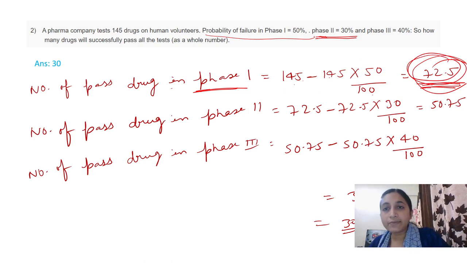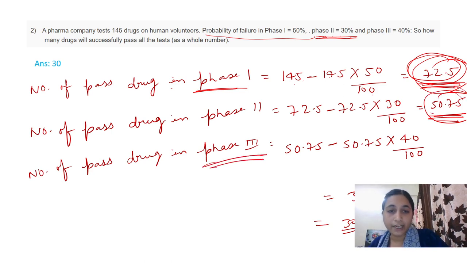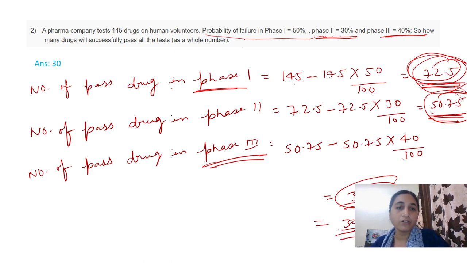So we will calculate like this, and this much drug has passed phase 2. Now we will check this much drug in the phase 3 trial. Here the probability of failure in phase 3 is 40%. So we will calculate, and this much drug will pass all three phases. So the answer will be 30, because they have asked for the whole number.